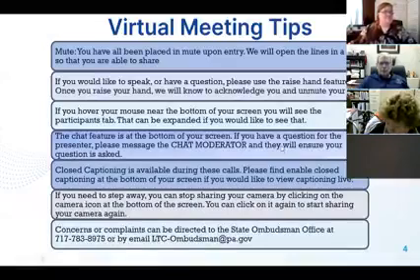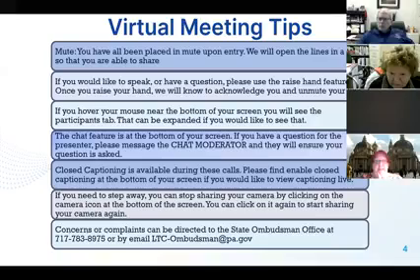First, we want to tell you you've all been placed on mute upon entry, and we will open the lines in a bit so that you're all able to share. If you would like to speak or have a question, please use the raised hand feature. Once you raise your hand, we will know to acknowledge you and unmute your line. If you're not sure of where to find the raised hand, just click at the bottom of your screen under participants. A box will pop up and you'll see on the bottom right, raise hand.